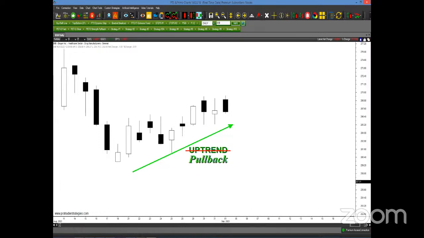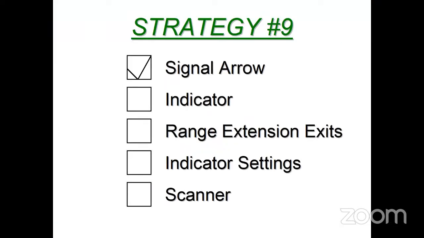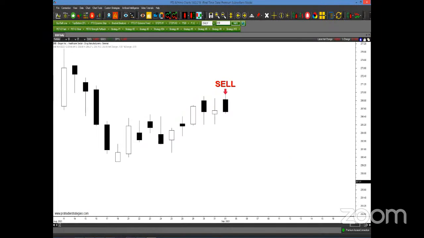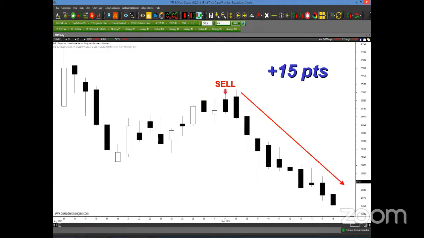So we don't want you to buy here. We want you to look and see if there's a strategy number 9 signal or more than one. Click on strategy number 9, click on signal arrow, and we see here, yes, right at the very top, there was a sell signal generated. And in the next 2 weeks coming into October, you could have potentially captured 15 points.